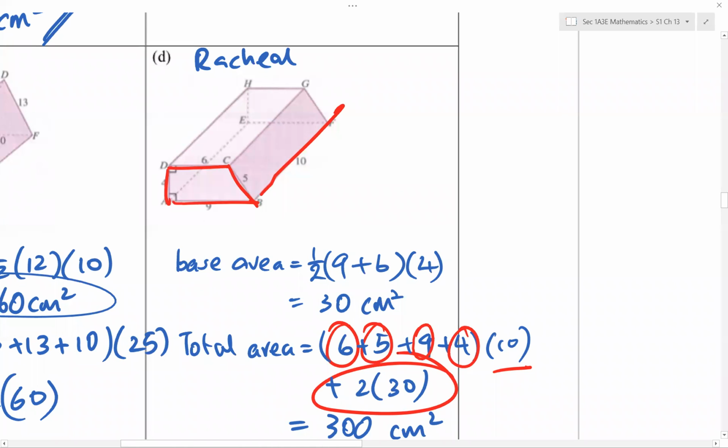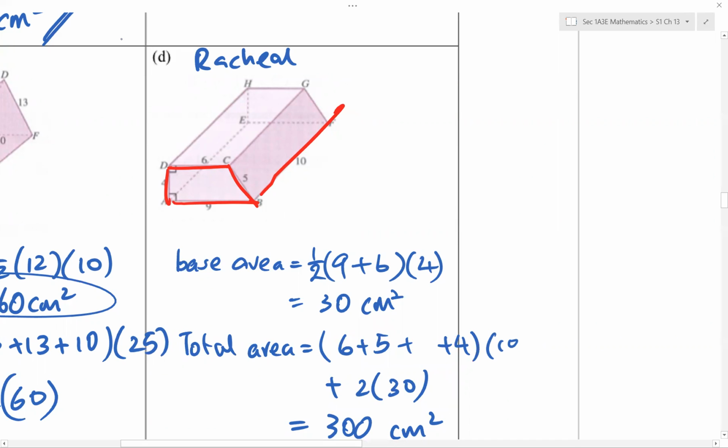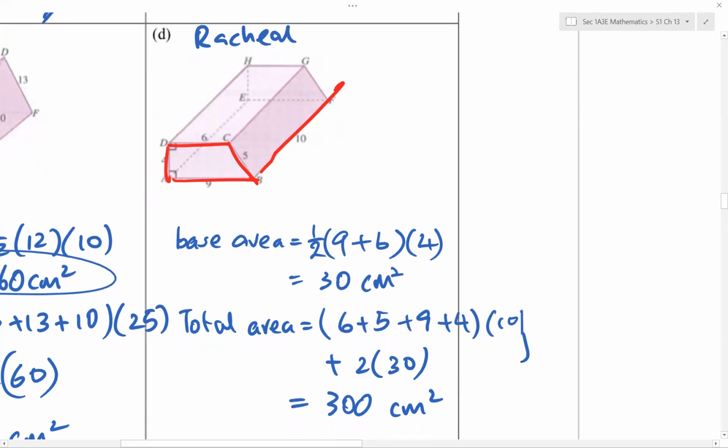Plus 2 times of something. 2 times of what? Where did that 30 come from? No, the 30 didn't come from the perimeter. 2 times of 30. Look at the first line. Base area, yes. We add perimeter times perpendicular height to 2 times of the base area.